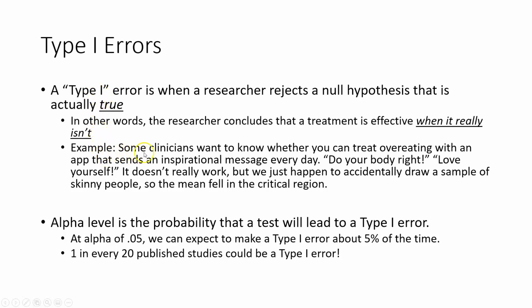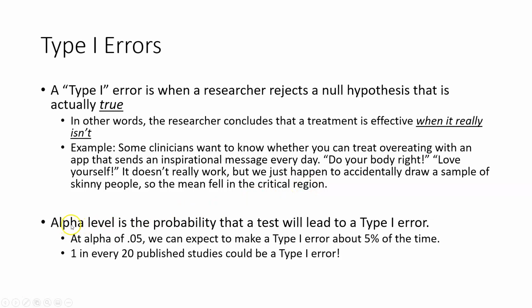Another example might be that some clinicians want to know whether you can treat overeating with an app that sends an inspirational message every day. Do your body right, or love yourself. It doesn't really work, but we just happen to accidentally draw a sample of skinny people, so the mean fell in the critical region. And then we think, oh look, this group of people weighs less than everybody else, so this app must have worked. That's a type 1 error.